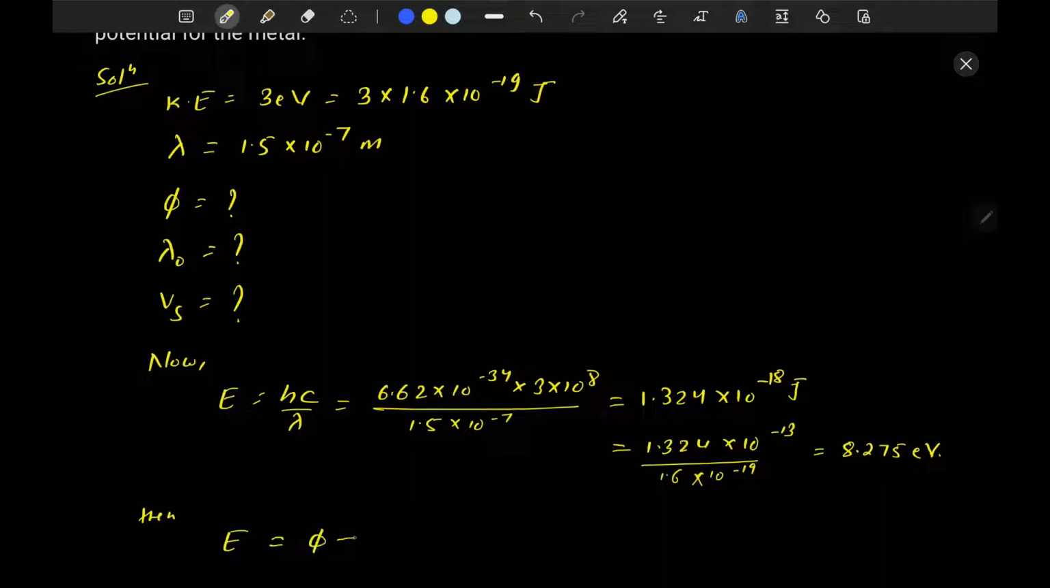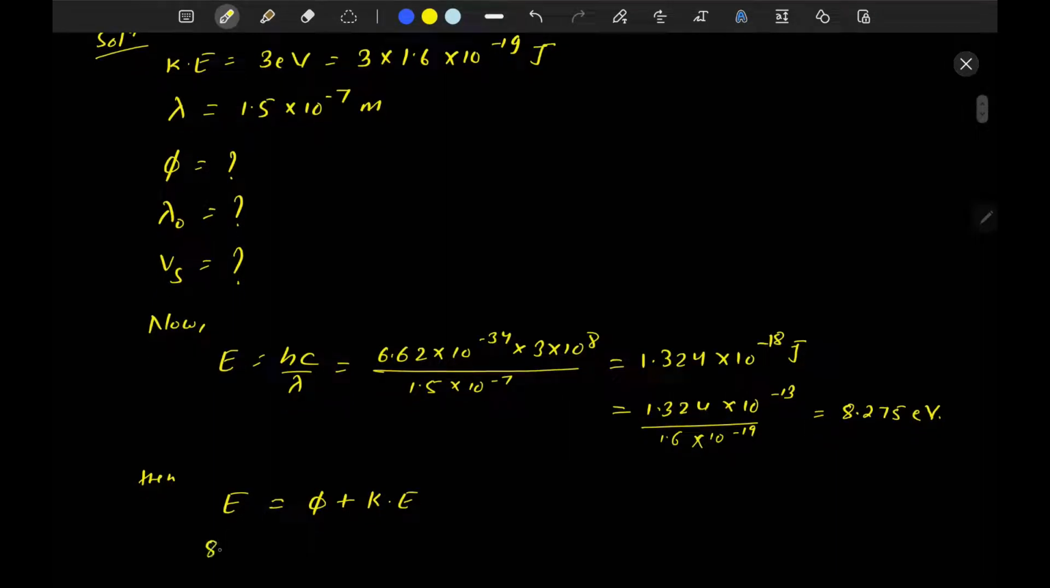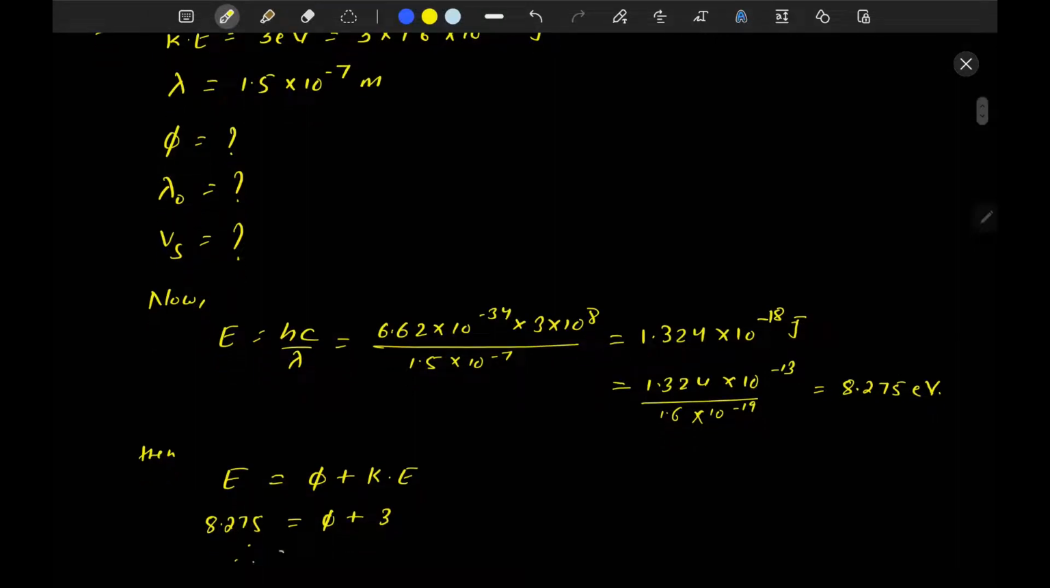So now we have the incident energy E is equal to work function plus kinetic energy. Now let us put the values. 8.275 is equal to phi plus 3 electron volt. Therefore phi comes to be 5.275 electron volt.